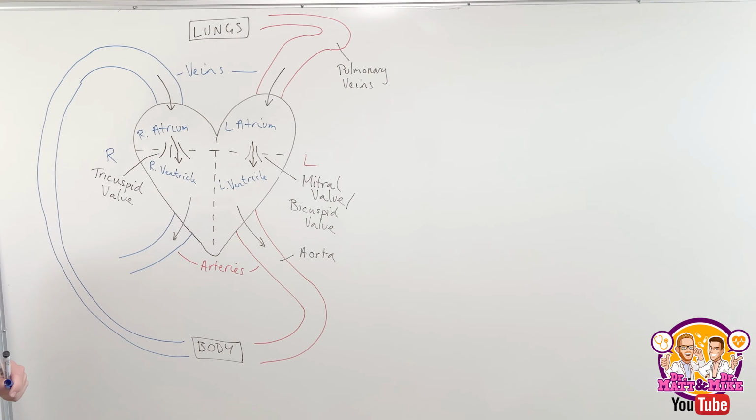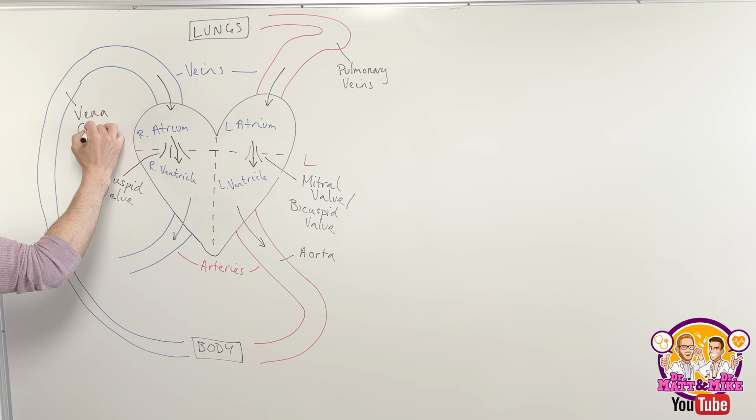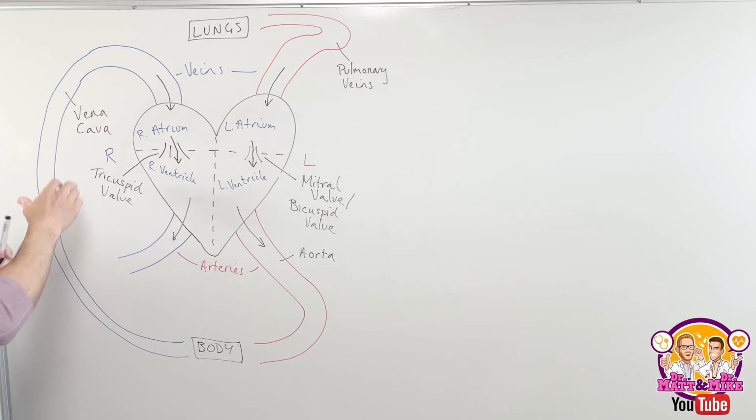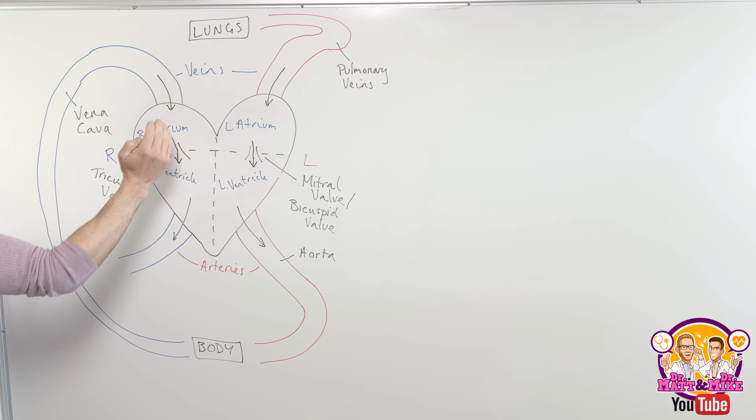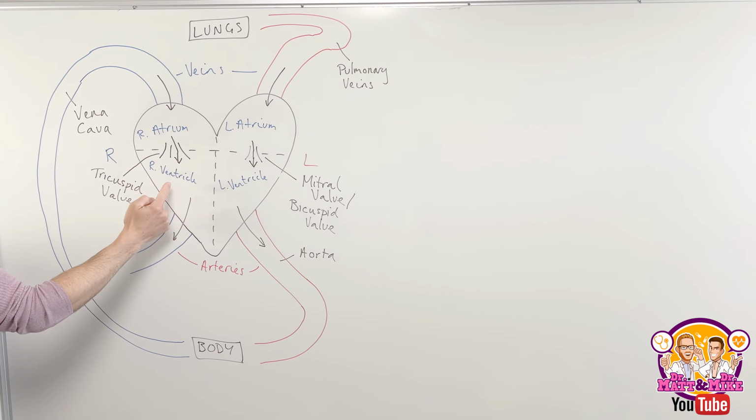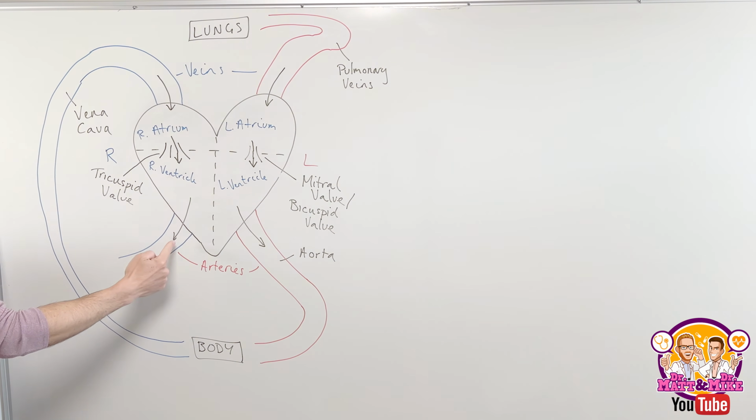What is this vein called? Well, there's actually two. If it's coming back from the lower part of the body, it's called the inferior vena cava. If it's coming back from the upper part of the body, it's called the superior vena cava. But let's just write vena cava. Now the blood's coming back deoxygenated from the vena cava into the right atrium, through the tricuspid valve, into the right ventricle, now out an artery.